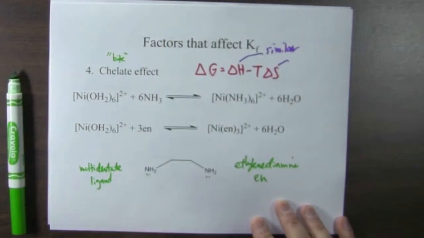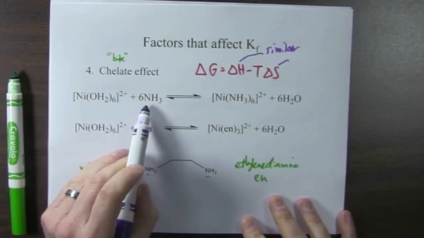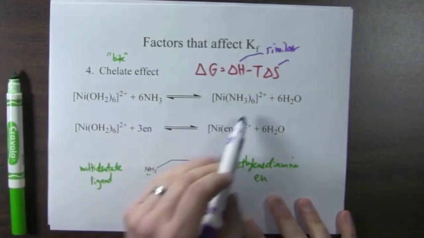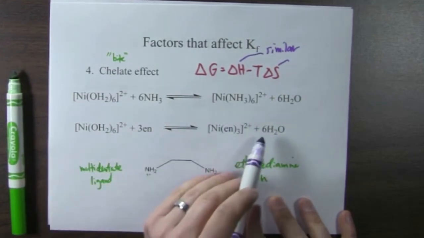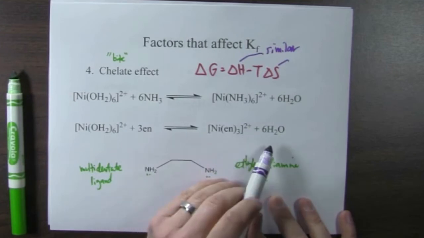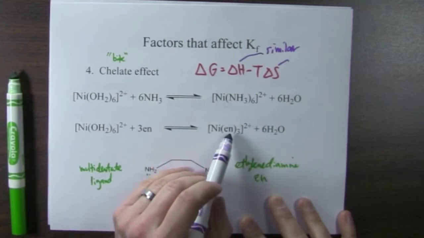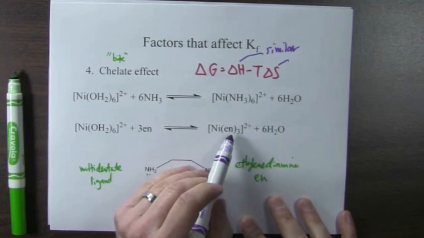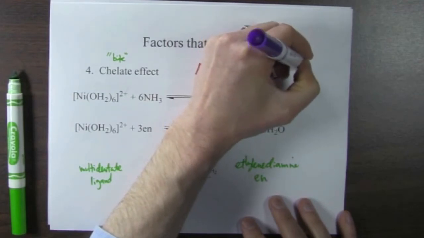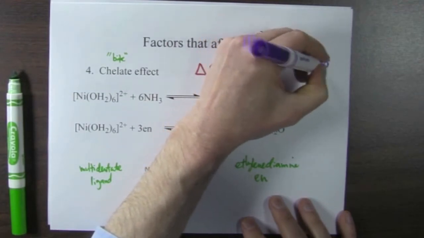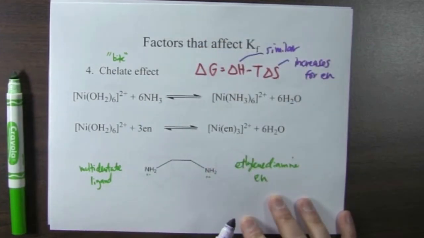What's happening then on the entropy side, we see that here we go from 7 molecules to 7 molecules. Here we go from 4 molecules total to 7 molecules. So we increase the number of molecules in the product, which means we increase the amount of possible arrangements, which means we've increased the entropy. So the second reaction with the ethylene diamine increases entropy.